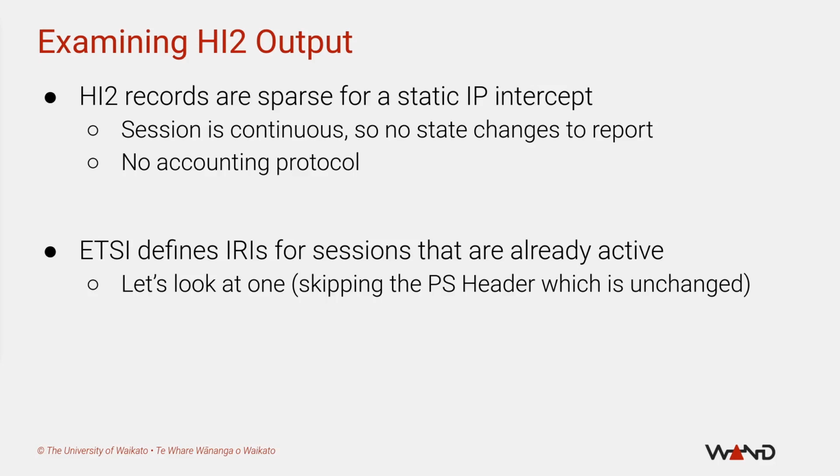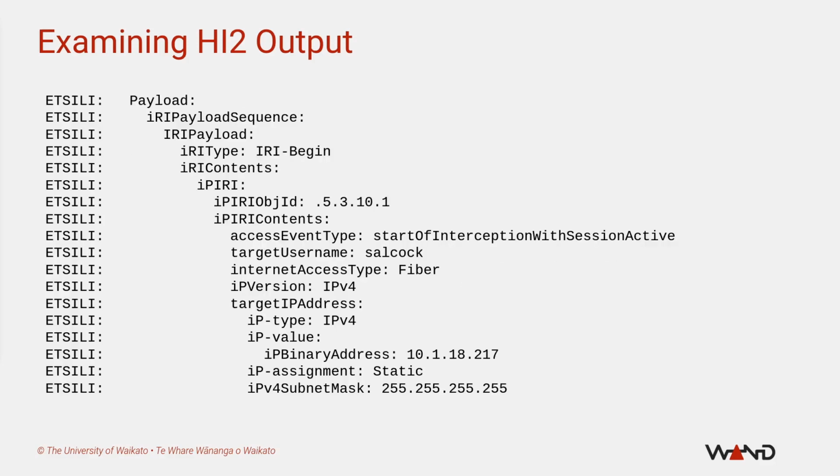However, the ETSI standards do specify IRIs that should be produced whenever an intercept is started or halted for a target that has an IP session already active, and OpenLI will emit these IRIs as needed. You should see one such message on your HI2 output after you configured the static IP intercept, so I'll explain that a bit now. However, I am going to skip over the PS header portion of the IRI, as that is no different from what you've seen already, and I'll jump straight to the IRI payload. There's a fair bit of useful information in the IRI payload, which I will now highlight for you.